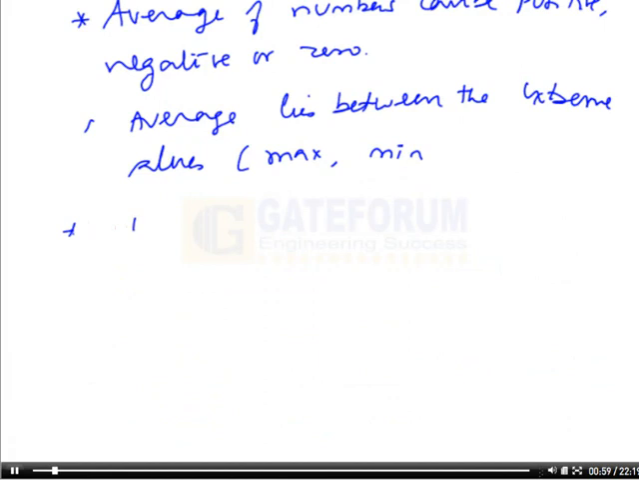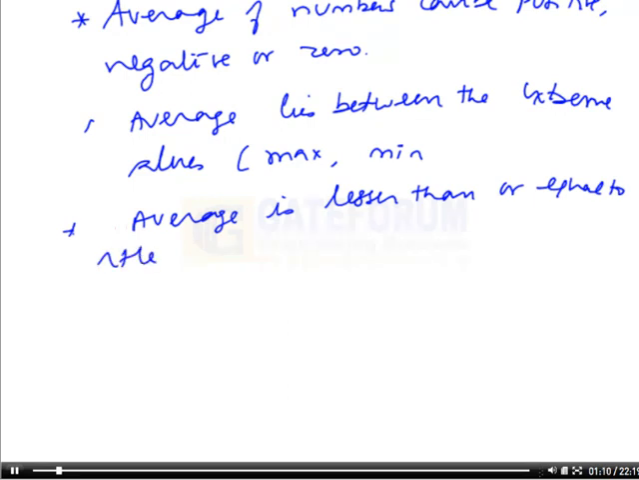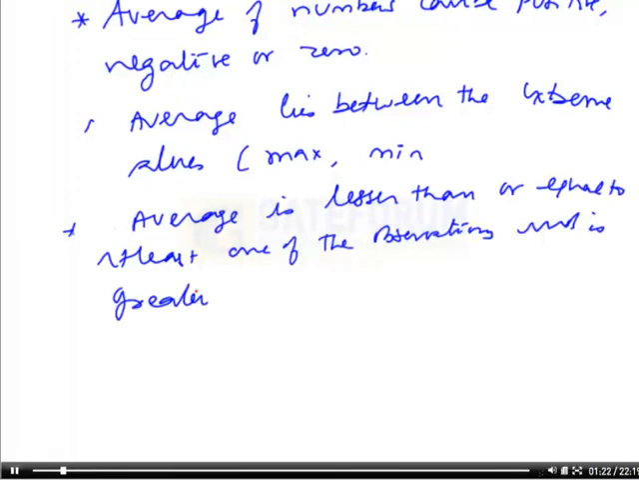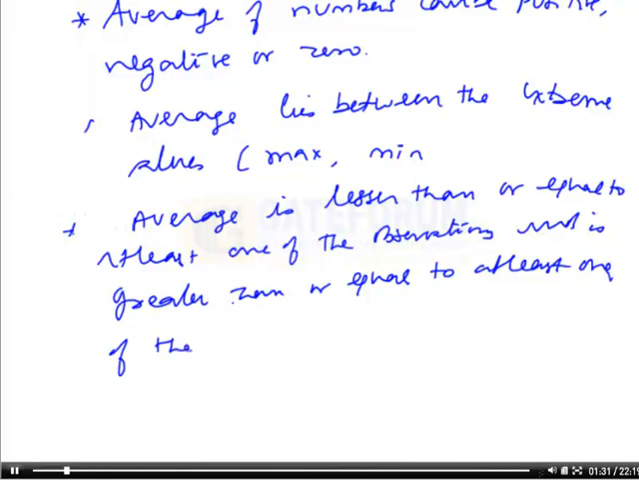So we can say average is lesser than or equal to at least one of the observations, and is greater than or equal to at least one of the observations.